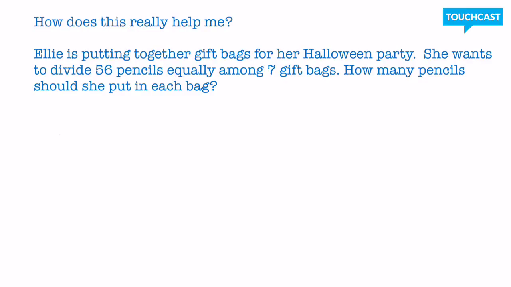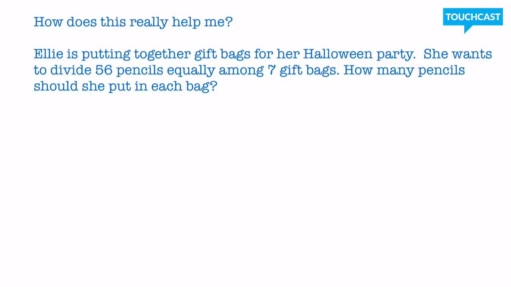So you might be asking yourself, how does understanding fact families and the connection between multiplication and division actually help me understand math or problem solve? Well, check out the word problem below. So we know that Ellie is putting together gift bags for her Halloween party. She wants to divide 56 pencils equally among 7 gift bags. How many pencils should she put into each bag?